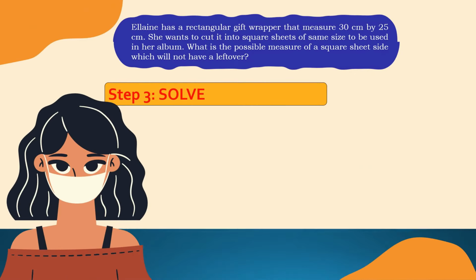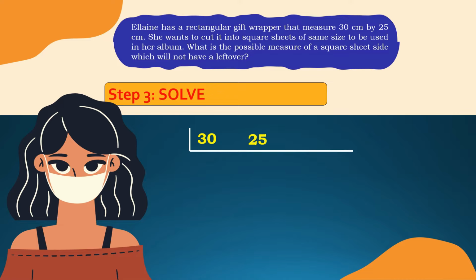Step 3, solve. To get the greatest common factor, we have to determine which prime numbers are both divisible by 30 and 25. So 5 is divisible by 30 and 25. So 30 divided by 5 is 6. 25 divided by 5 is 5. In this case, 5 and 6 do not have common prime divisor. So to get the GCF, copy the common divisor, which is 5. And we could say that the GCF of 30 and 25 is 5.